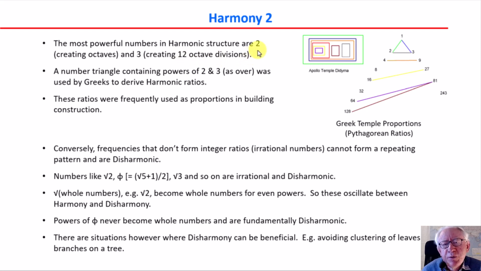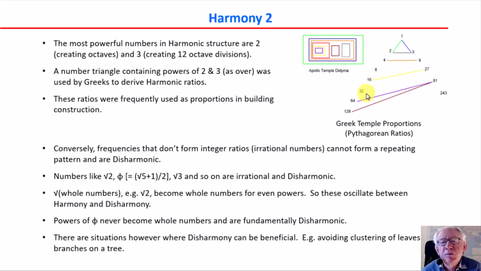Another number that's quite important is 5. Now these 3 numbers, 2, 3 and 5, are the most important numbers for looking at interdimensional structure and higher frequency influences. The Greeks took the numbers 2 and 3 and developed a number triangle as illustrated here. They took powers of 2 on one side, 1, 2, 4, 8, as in the crystal spiral expansion sequence, and powers of 3 on the other leg.